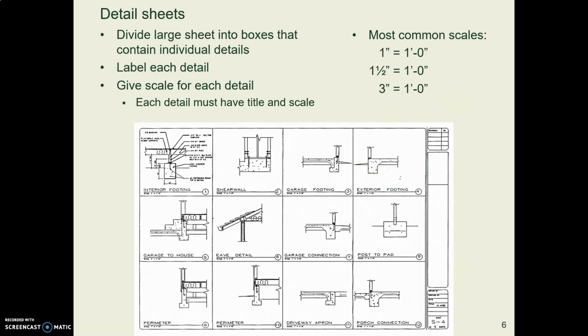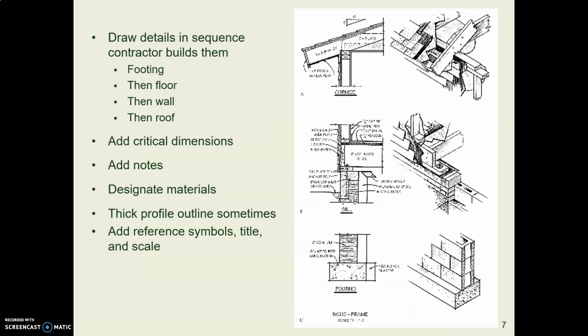As you're laying out these details in your sheet set, if you have a lot of them, you put them in your drawing set in the order in which the contractor builds them. So you would start with footing and foundation details. You start at the bottom. Then if you have some wall connection, maybe the floor or subfloor, that comes next. Then at the very top you show what is happening at the roof. How does the rafter connect? What is the truss doing? You'll add whatever dimensions are critical and notes that talk about what the thing is.